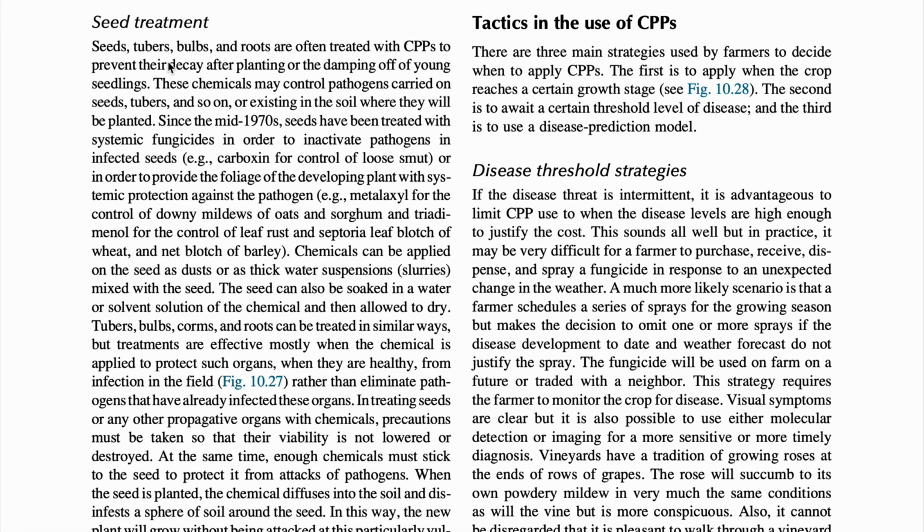Seed treatment. Seeds, tubers, bulbs and roots are often treated with crop protection products to prevent their decay after planting or the damping off of young seedlings. These chemicals may control pathogens carried on seeds, tubers and so on, or existing in the soil where they will be planted. Since the mid 1970s, seeds have been treated with systemic fungicides in order to inactivate pathogens in infected seeds, or to provide the foliage of the developing plants with systemic protection against the pathogen.